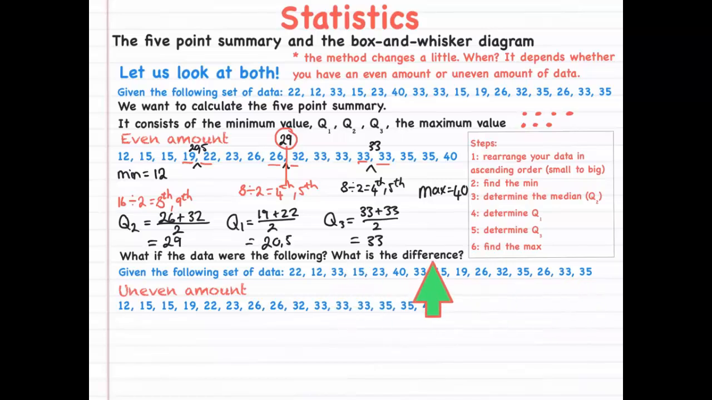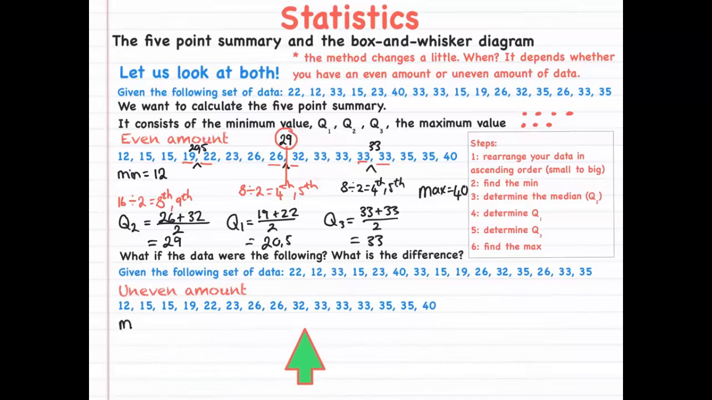So what is the difference? Well, this data only has 15 numbers, and that up there had 16. So this set of data is an uneven amount. Like I showed you, when we have an uneven amount, we can get one value that is in the middle. So the first thing, to find our 5-point summary, we need to rearrange our data in ascending order, from small to big. Okay, great. Now let's find the 5-point summary.